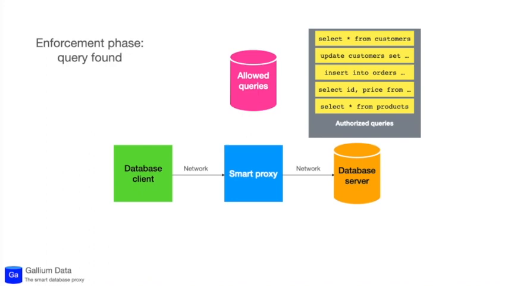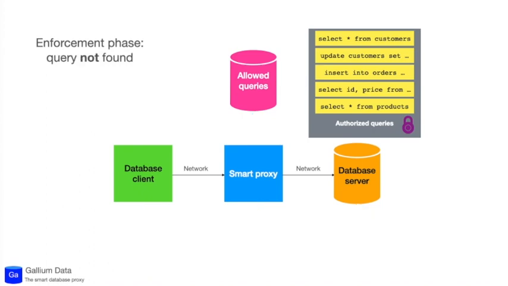Now moving to the enforcement phase. We're going to lock down the set of authorized queries. This is now a fixed set. So the client is going to send queries to the proxy. The proxy is going to look up that query in the set of authorized queries. In this case, it's going to find it, and therefore it's going to forward the query to the database.